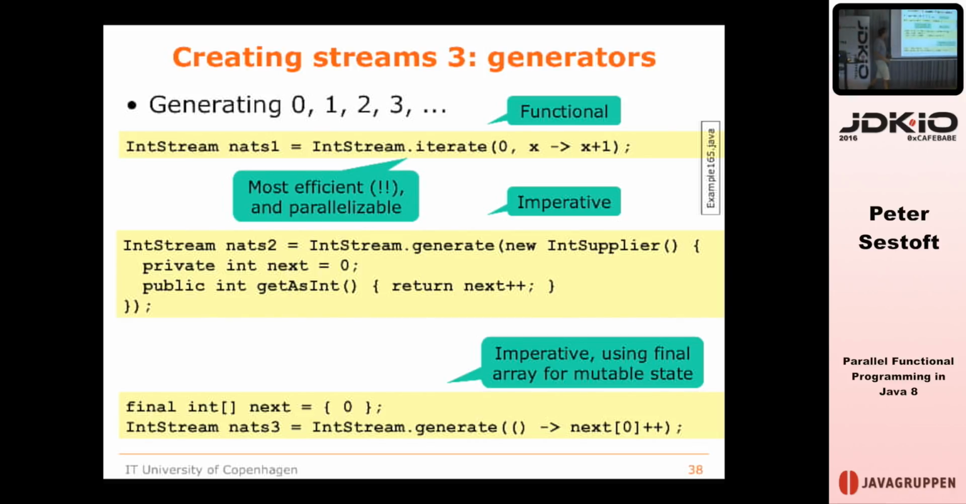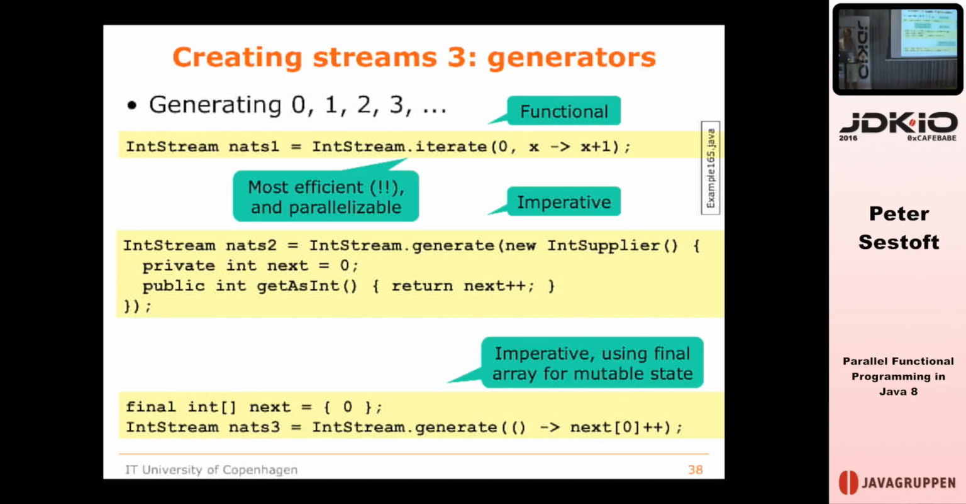The most efficient of these three is the functional one. So there's no need to do this complicated stuff if you can avoid it. And also it's the only one that's parallelizable. If you try to take this nats2 stream here and put nats2.parallel and then map or something, then multiple threads will update this field at the same time, and you lose updates. So these are not thread safe. You could make it thread safe, but it will not be more efficient. So use the functional one when possible.